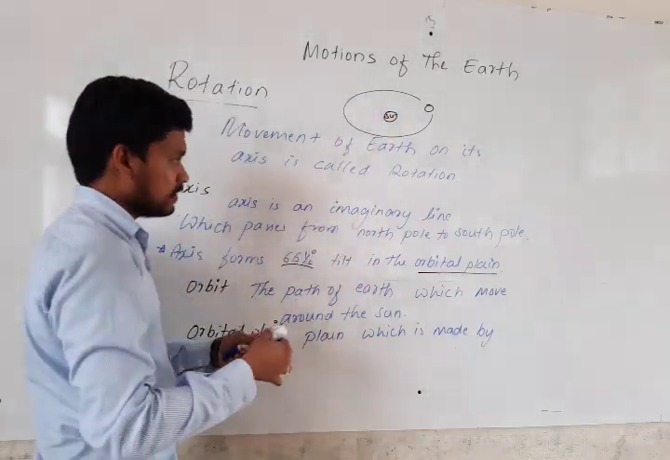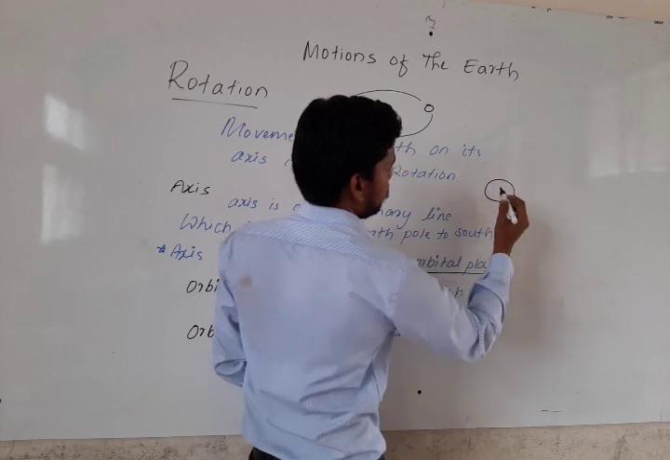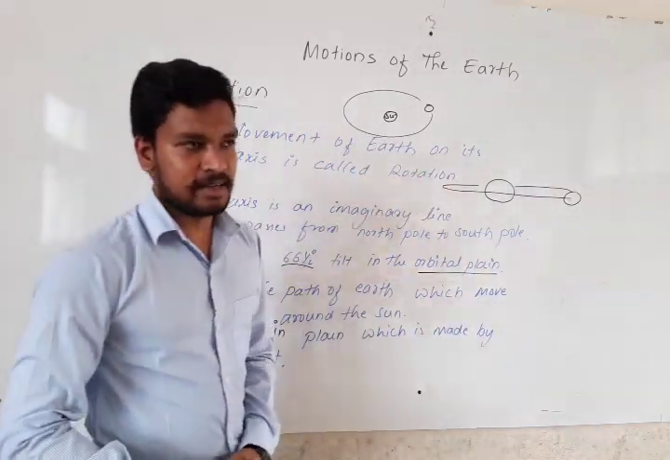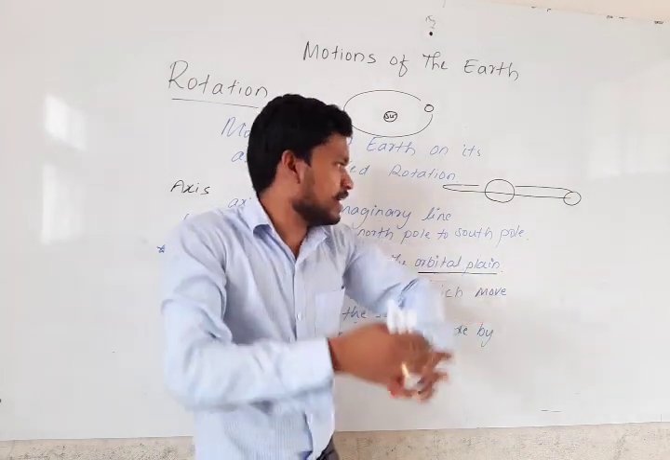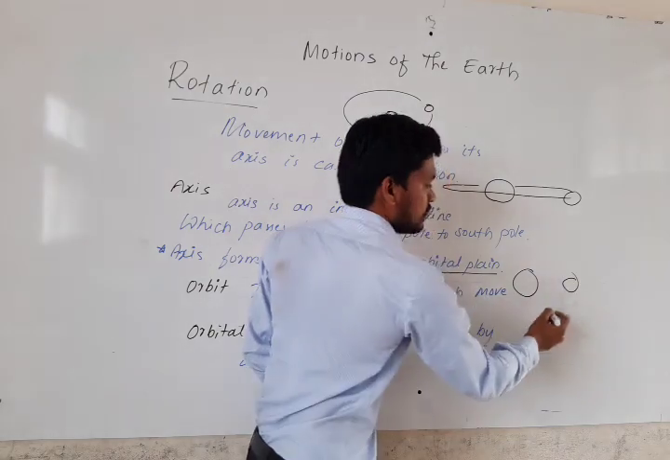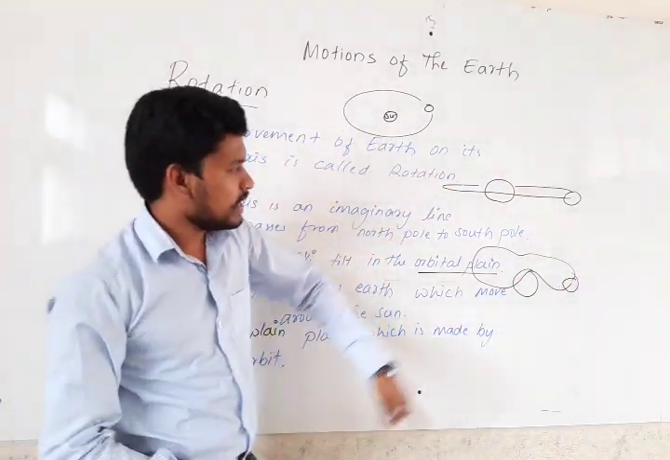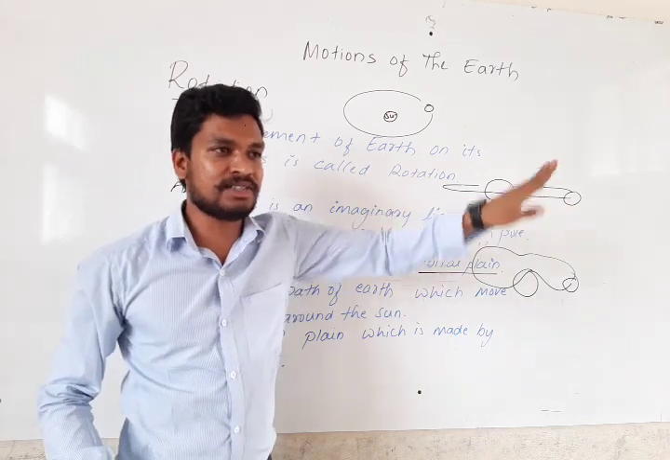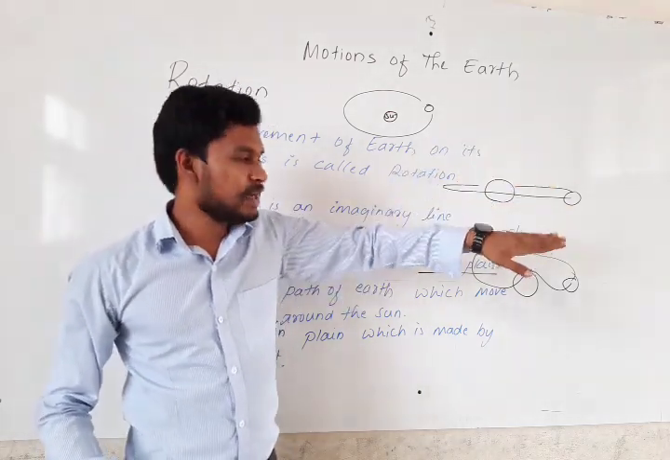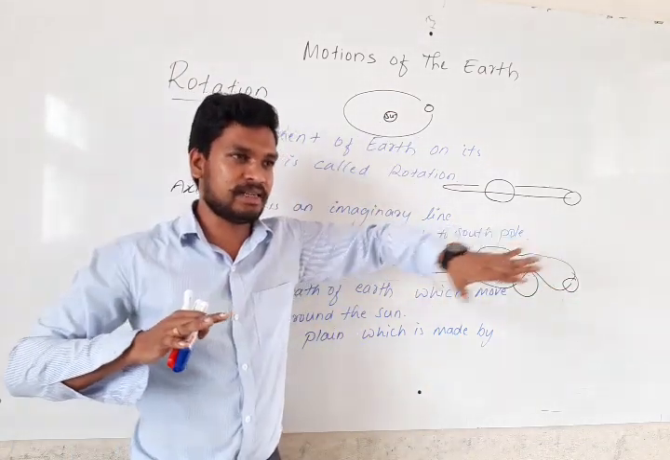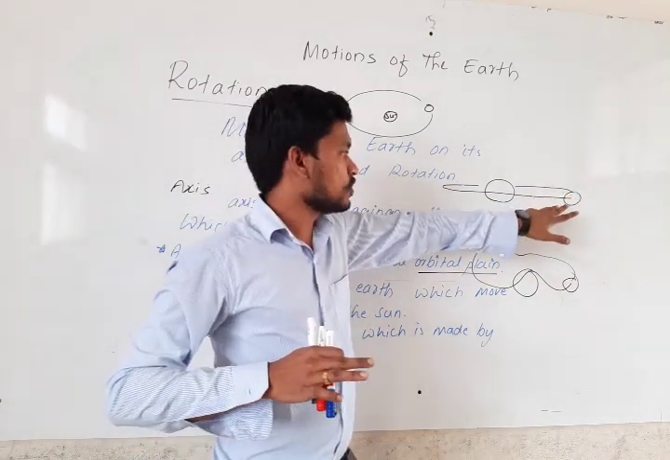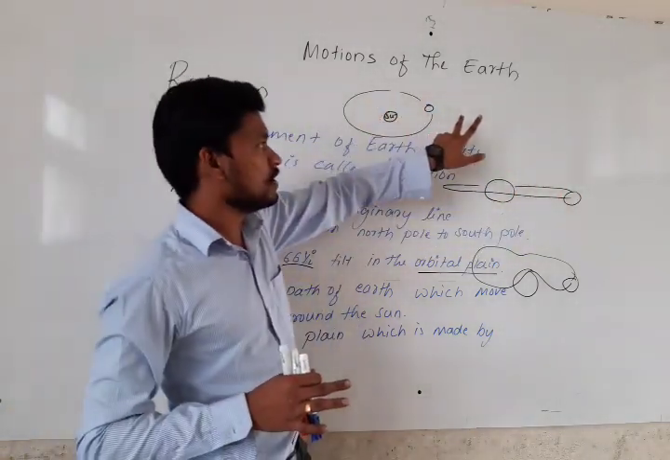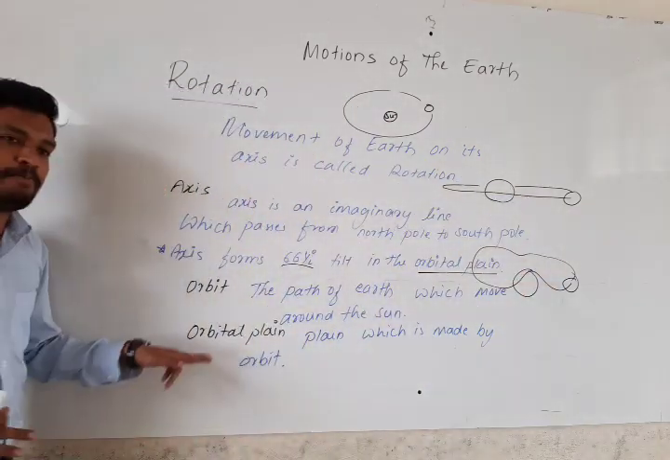Suppose this is the sun and here we have the earth, moving like this. It makes a plane, called the orbital plane. The earth doesn't move up and down like this. It moves in the same direction, in a flat plane, not in a zigzag or any undulating movement. It moves in the same plane. So this route is called the orbit, and this orbit creates a plane, which is called the orbital plane. Is that clear?